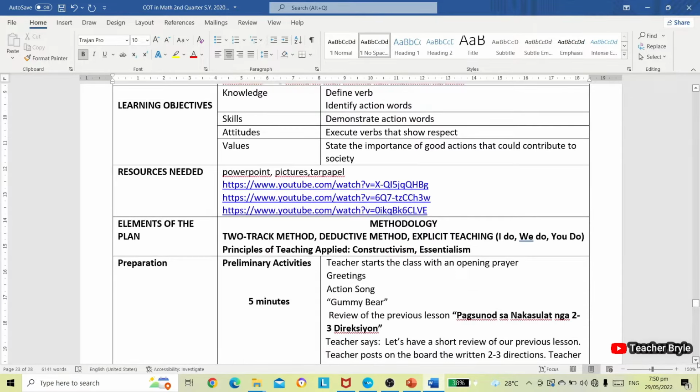Learning objectives: knowledge, define verb, identify action words. Skills: demonstrate action words. Attitudes: execute verbs that show respect. Values: state the importance of good actions that could contribute to society.